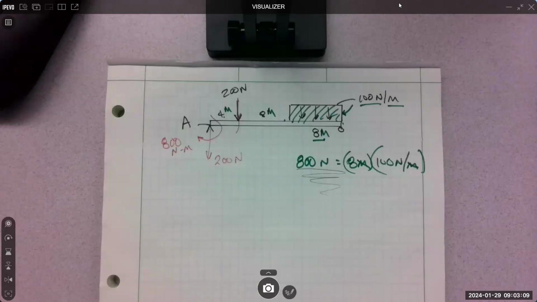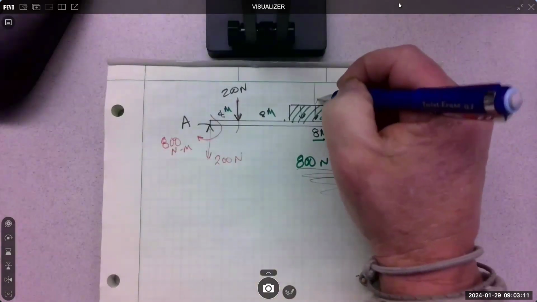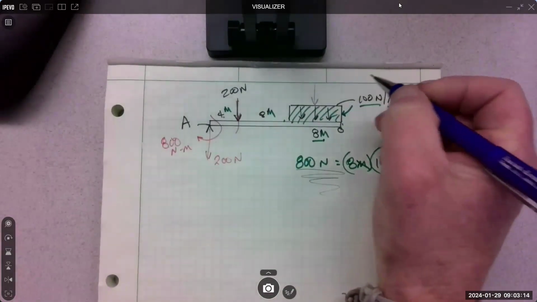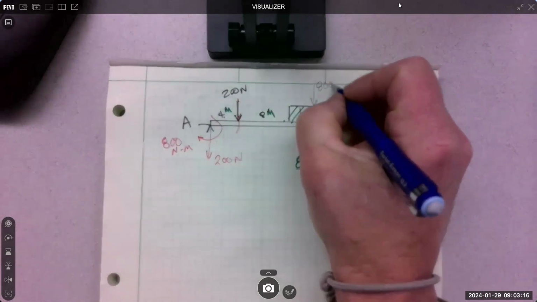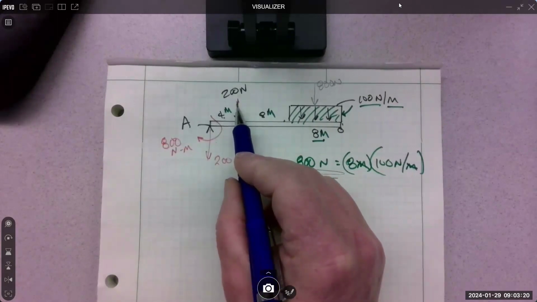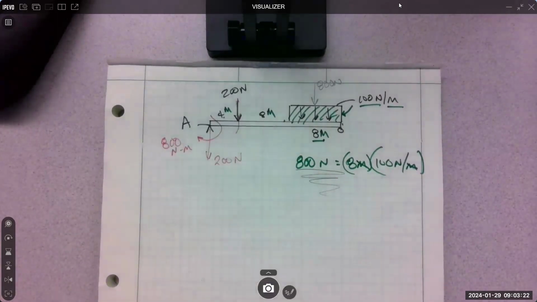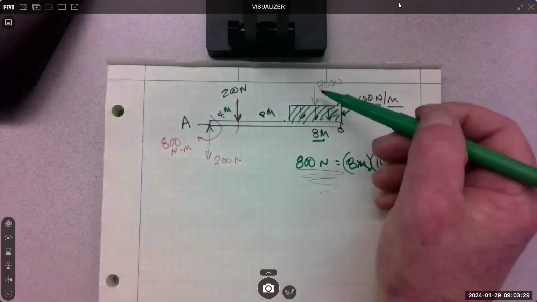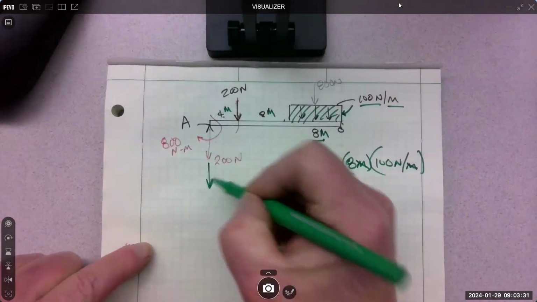Halfway. Yeah, so it goes here. Halfway, 800 newtons. Now you treat this just like you treated the 200 or any other concentration. You move it. So move the 800 over here.